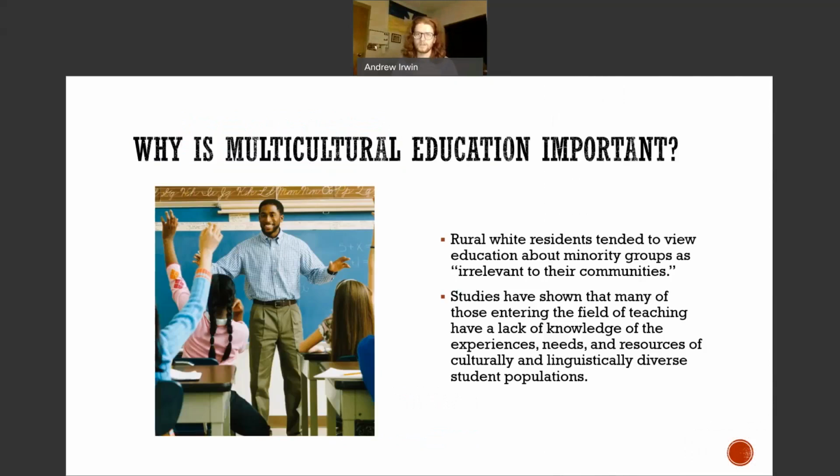When it comes down to multicultural education, I believe that it's very important because, especially now, as minority groups begin to become less minorities, the composition of the United States race is changing dramatically in the past few years. And because of that, it's important to expose people to these new groups, new cultures. And in one of my papers that I read, it was said that rural white residents tended to view education about minority groups as irrelevant to their communities.